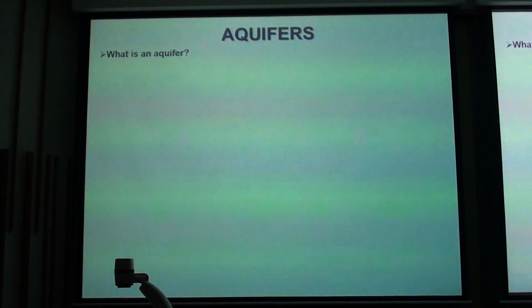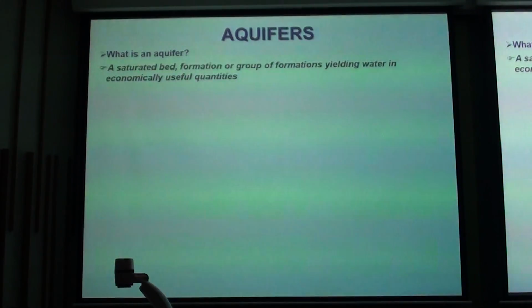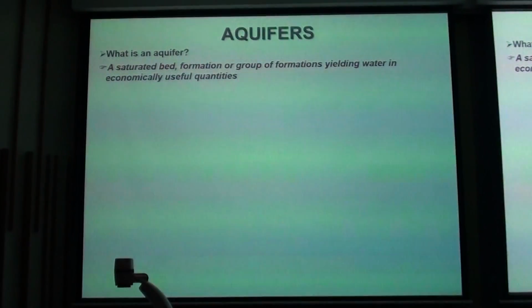Groundwater source. Yep, near enough. It's a body of rock or whatever that holds water. Okay, saturated bed formation, drift formations, yielding water in economically useful quantities. Technically, for what we're talking about, we want aquifers you can get water out of to use that will be sustainable.